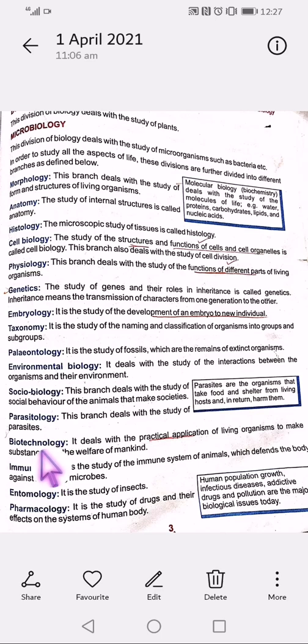Then comes biotechnology. The branch of biology called biotechnology deals with the practical application of living organisms to make substances for the welfare of mankind. Always remember, it is the study of living technology; logy means study. It is the use of unseen microorganisms, which we cannot see with our naked eye. These are the bacteria, viruses. Use of those organisms for the benefit of mankind.